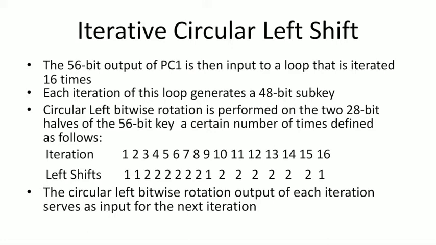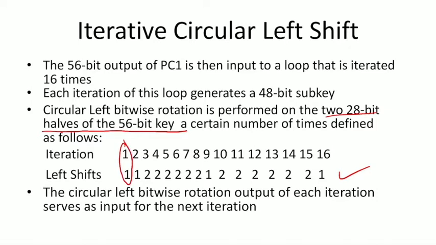Before we look at the PC2, let's look at the iterative circular left shift that we talked about. After we have done the permuted choice 1, we get a 56-bit output, which is then input to a loop that is iterated 16 times. Each iteration of this loop generates a 48-bit round key. In each iteration, a circular left shift is performed on the two 28-bit halves of the 56-bit key a certain number of times. How many times we do the circular left shift in each round is predefined.